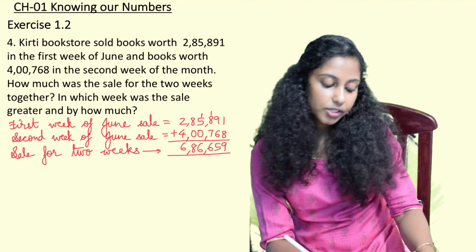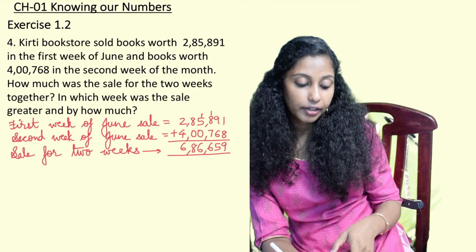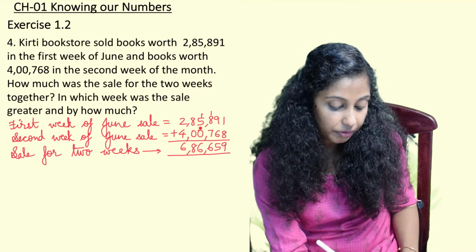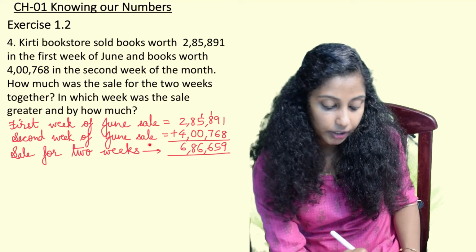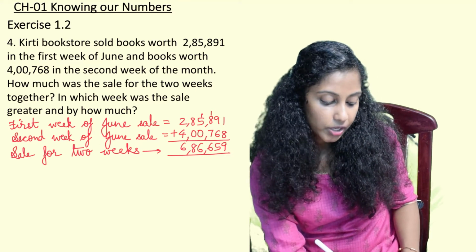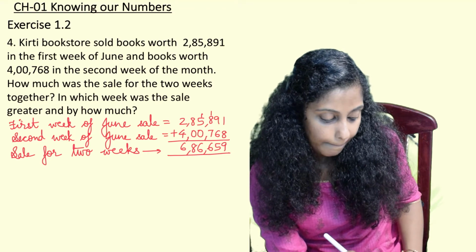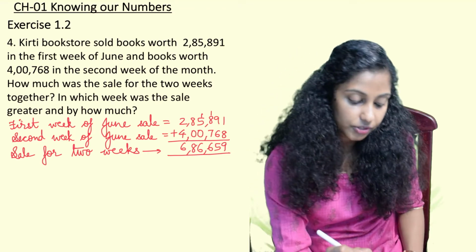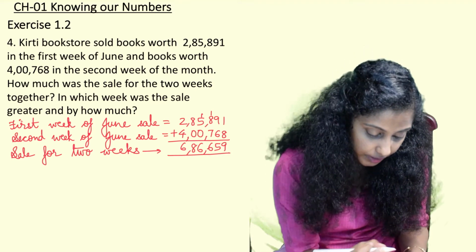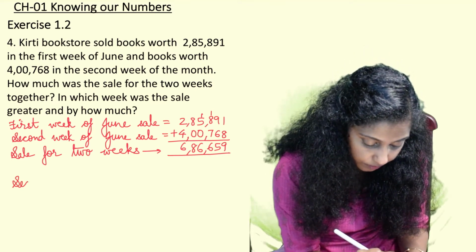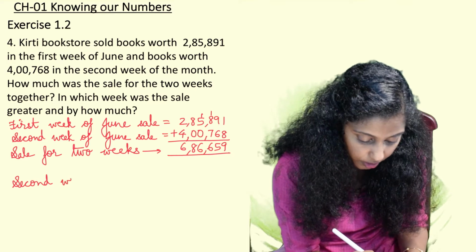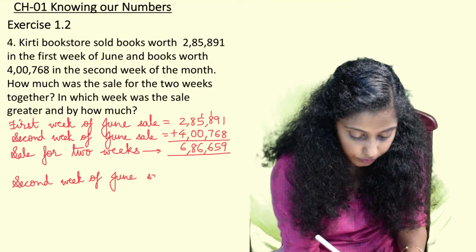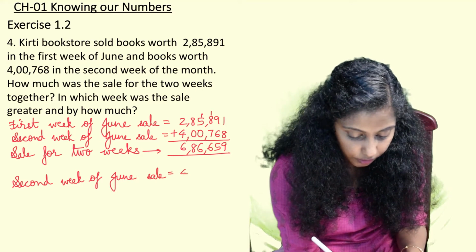In which week was the sale greater and by how much? If we compare the numbers 2,85,000 and 4 lakh, so here we get that the second week sale 4 lakh is bigger. So the sale was greater in the second week, and by how much we have to find out the difference. So here we write second week of June sale, because now we have to do subtraction. Hence we are writing the bigger number first. We have to find out the difference.